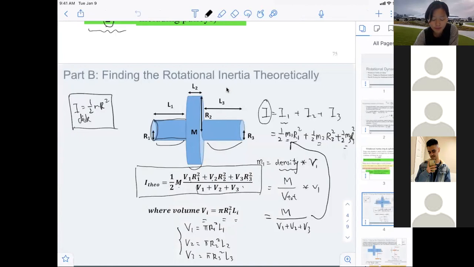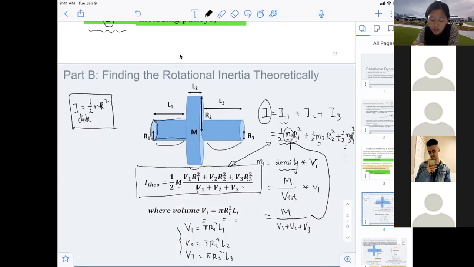Is the theoretical formula there the same as just using half times mass times radius squared? Yes, they are the same. This is simply from the definition. What is our definition for rotational inertia? But we don't know what the individual mass is. We cannot take it apart to measure it.